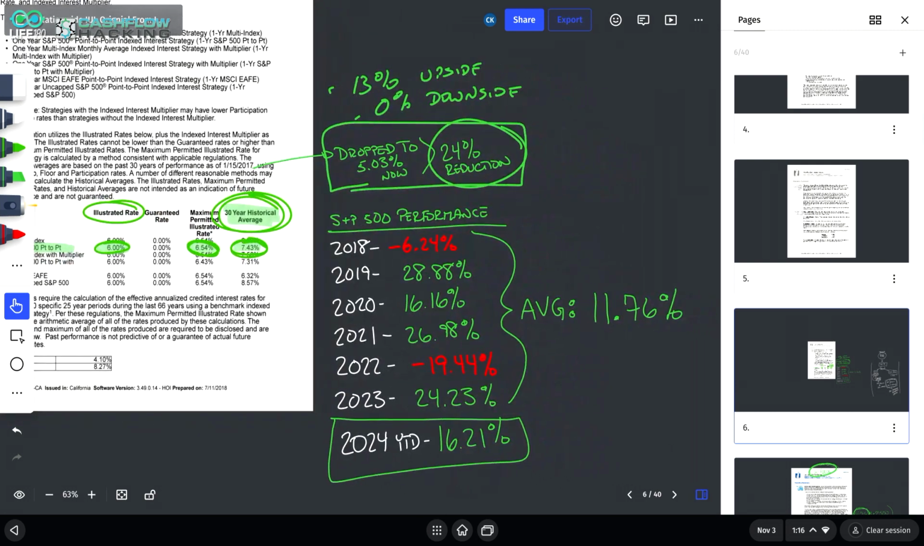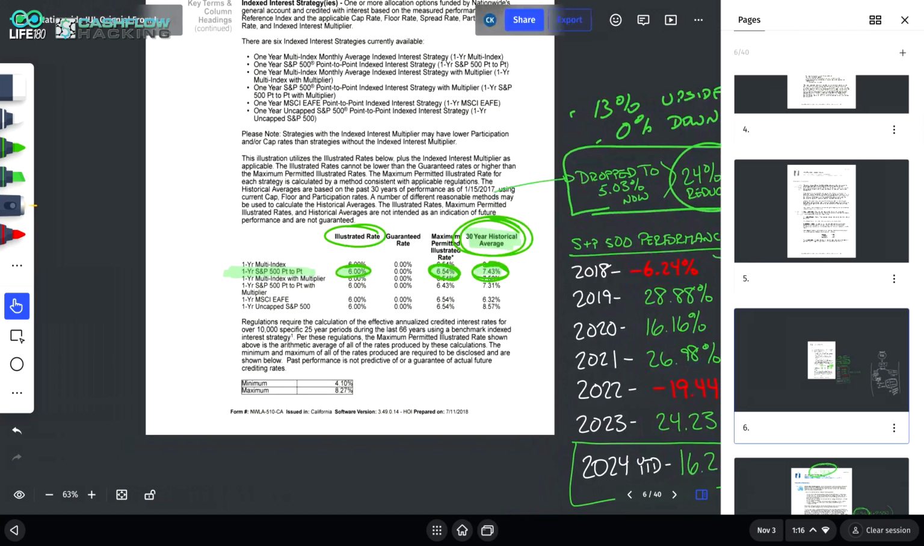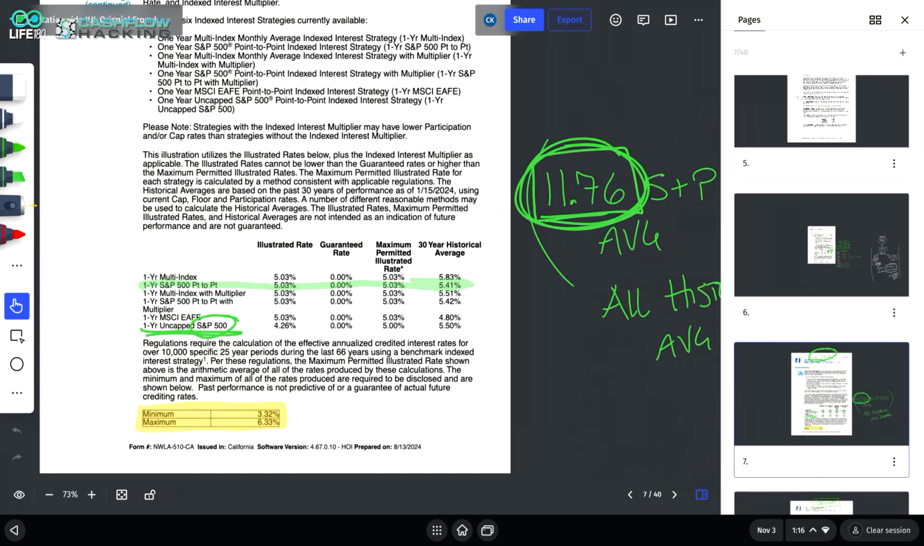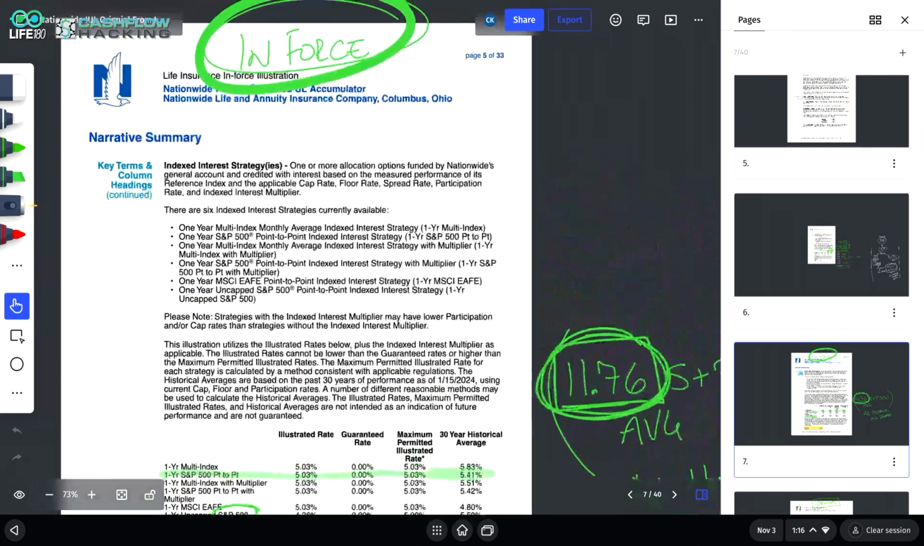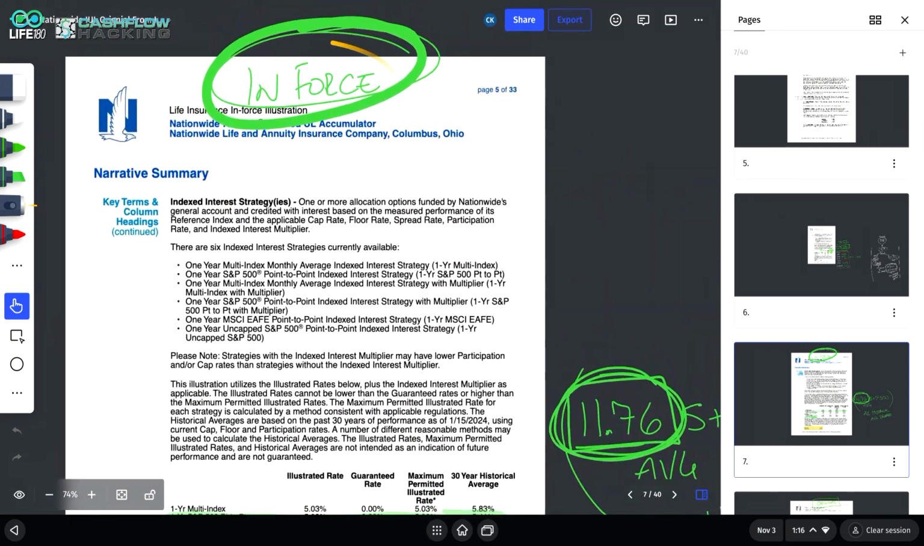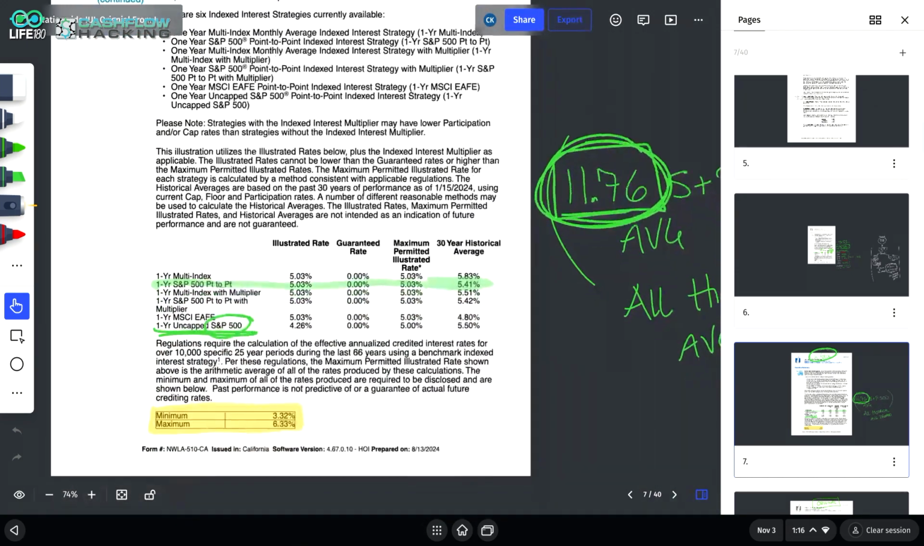When you look at the actual average over this period of time, it's 11.76%. And then you look at the year to date in 2024, and it's projecting even higher than this average. So you would think that with all these assumptions, remember, this is the sales tool based on these quote unquote conservative assumptions that they're selling with. But then the problem is, now we go to the next page and the in-force illustration right here, and this is the same policy.